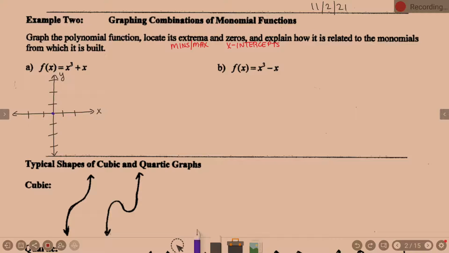When we put in 1, 1 cubed is 1 plus 1, so it goes through 1, 2, and negative 1, negative 2, instead of 1, 1, and negative 1, negative 1. Okay, so it looks a lot like y equals x cubed. So we'll come back and talk about that here in a moment.